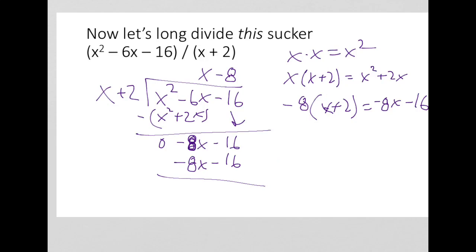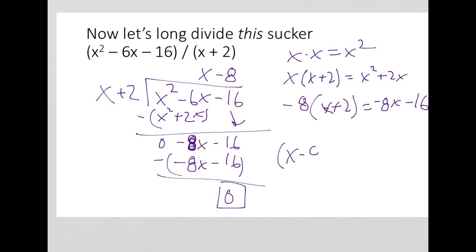Notice that the two expressions there in the bottom two lines are equivalent, so when I subtract the bottom one from the top one, I will get 0. That 0 is telling me that I have a remainder of 0, which tells me that x squared minus 6x minus 16 divided by x plus 2 equals x minus 8.